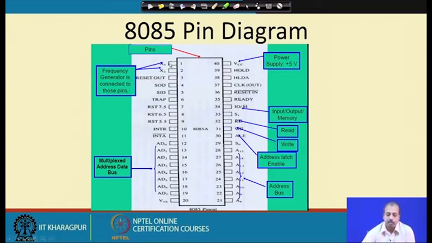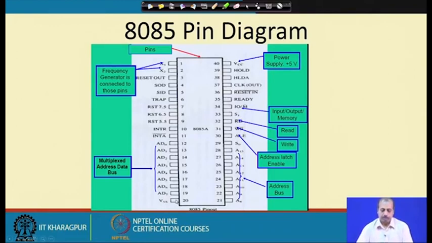Normally what we do is connect a crystal between pins 1 and 2, and the crystal frequency will determine the frequency at which this 8085 will work. Then another important line is VCC, which is the power supply, plus 5 volts, and there is a ground line, VSS, which gives us the ground.